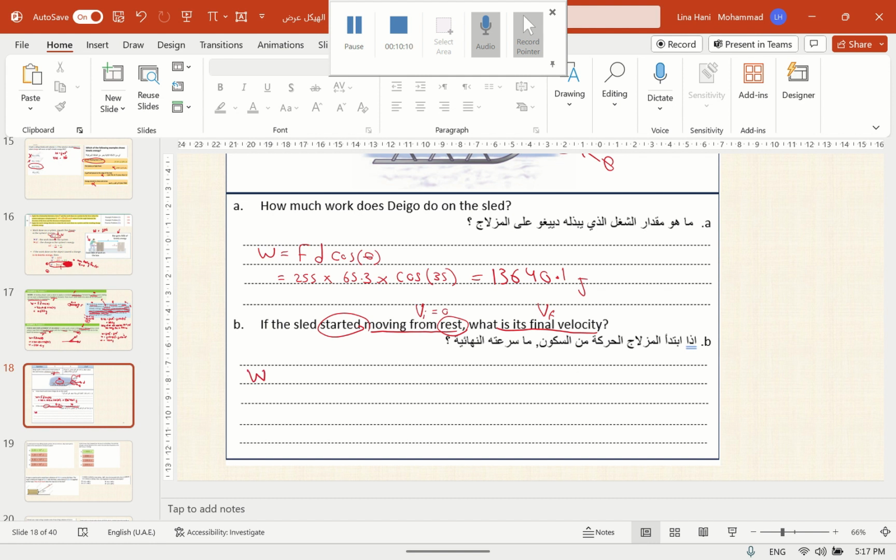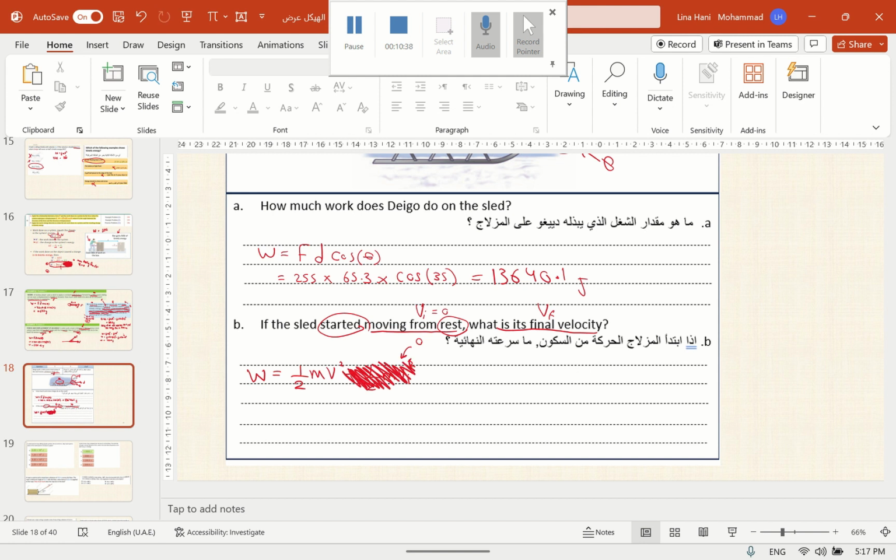We are going to use, oh, you guessed it, the work kinetic energy theorem: work equals half mass v final squared minus half mass v initial squared. Now remember, it said it started from rest, so the initial velocity is 0. If you multiply 0 times whatever, it gives you 0. So there's no need to put that term. Understand?